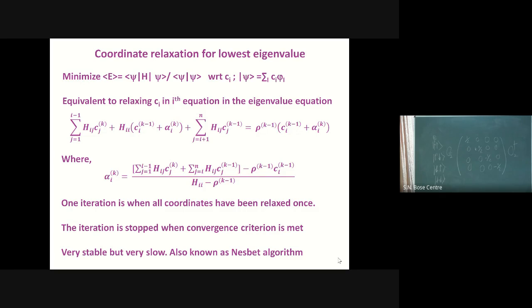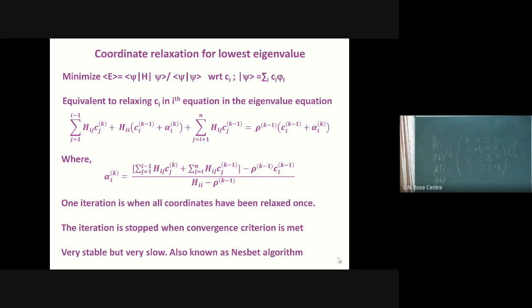Which means that alpha_i^k is given by this amount. I've just taken this onto the right-hand side and alpha_i^k to the left, and I've shown it. So this is nothing but what you might call, similar to a residue vector, the ith component divided by H_ii minus rho^(k-1). And one full iteration is when you go through changing all the components one time. The problem is that this is a very stable method, but a very slow method. This algorithm is stable but very slow.